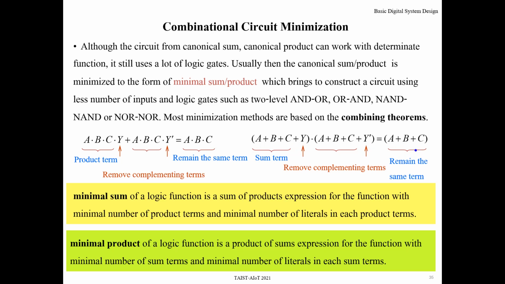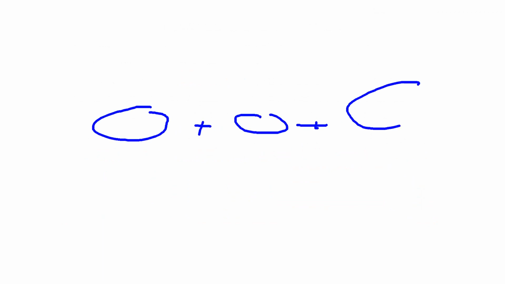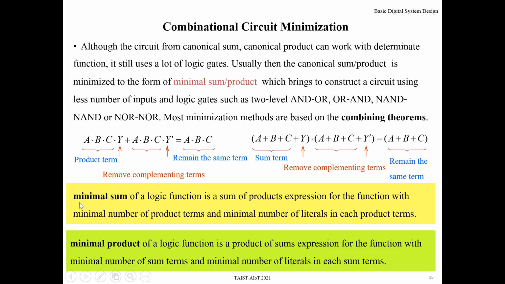Now, if we can reduce or minimize the number of terms and number of variables or literals, the result will be minimal sum or minimal product. Minimal sum is minimal sum of products, namely the number of terms that sum together will be minimized, and the number of literals or variables in each term is also minimized. It's called minimal sum. For minimal product, it's the form of product of sums. The number of terms that product together is minimum, and the number of variables that sum together in each term is minimized also.